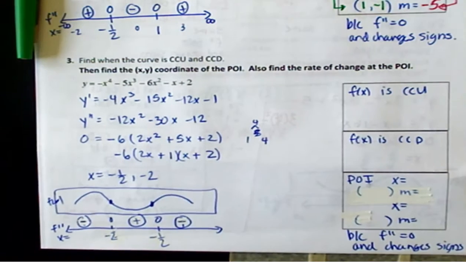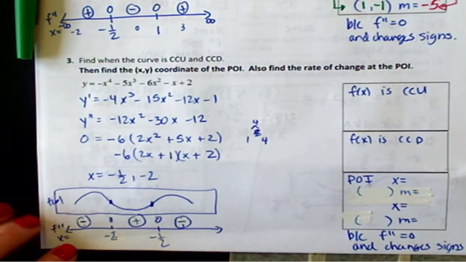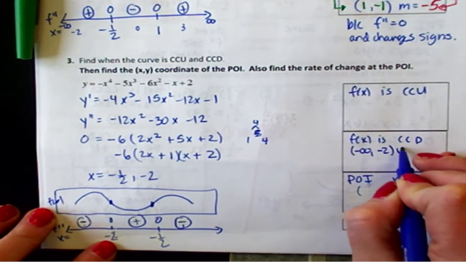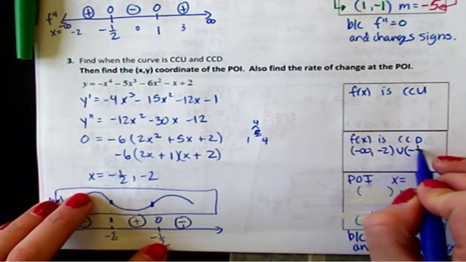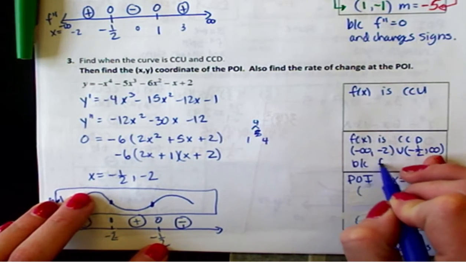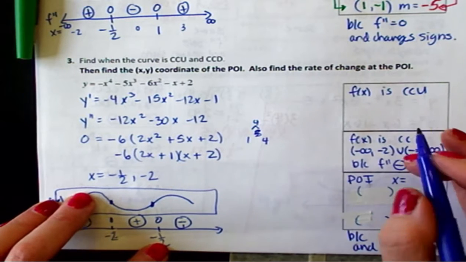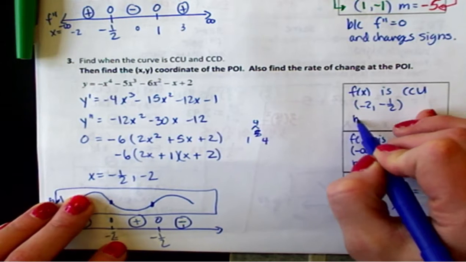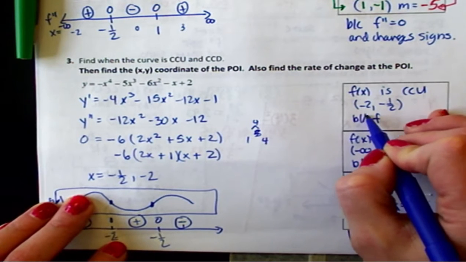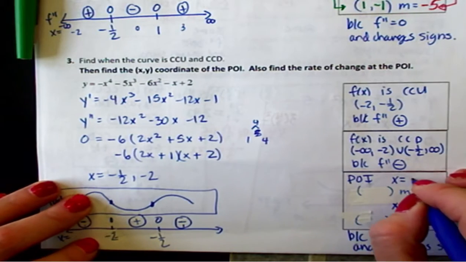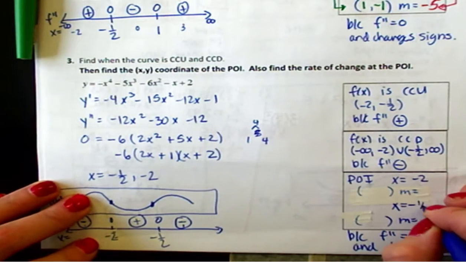Points of inflection. Okay. Concave down from -infinity to -2 union -1/2 to positive infinity because double prime negative. Okay. Concave up from -2 to -1/2 because double prime positive. Okay, -2 and -1/2.